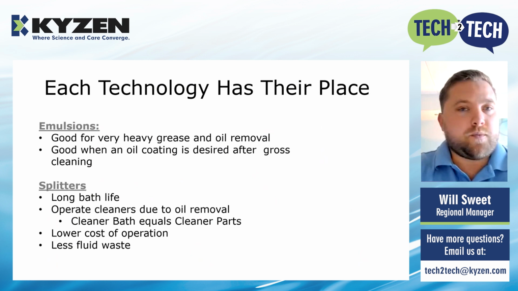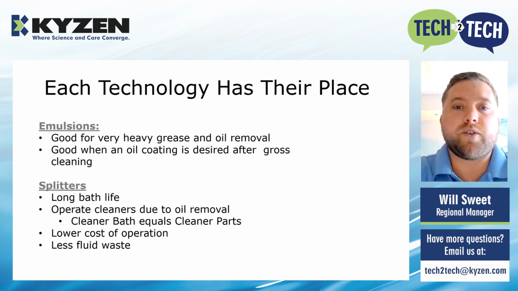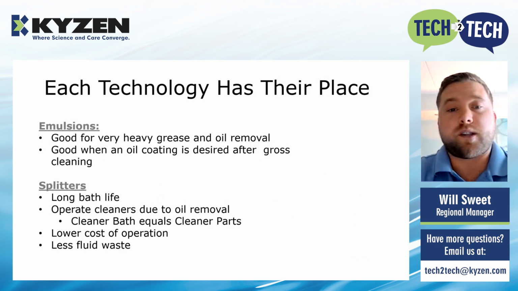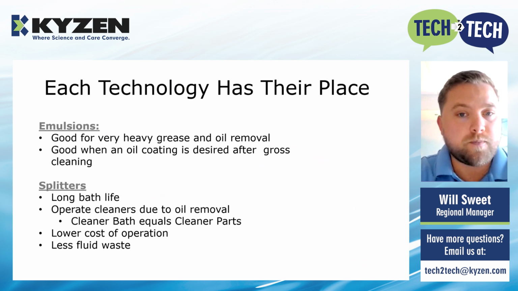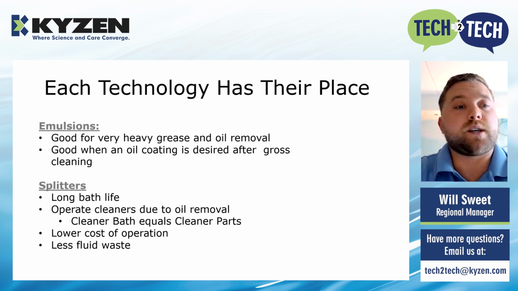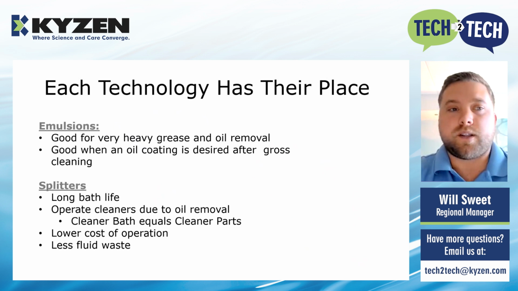Each technology does have its place. So emulsions are very good for heavier grease and oil removal. Good when an oil coating is desired after gross cleaning. So that can be used for corrosion protectant or something like that. That's the reason a lot of oils are used on parts anyways, to stop steel parts from corroding or rusting. But again, it's not always the answer to a final polish or the final clean of a product.